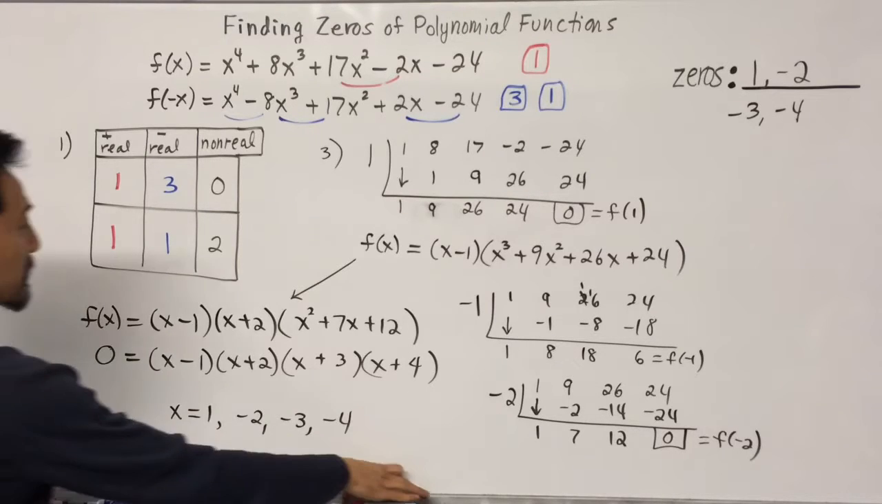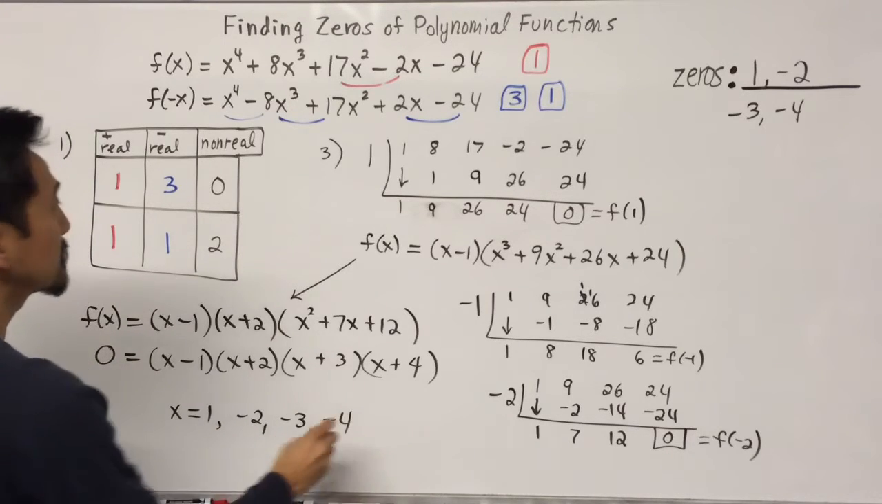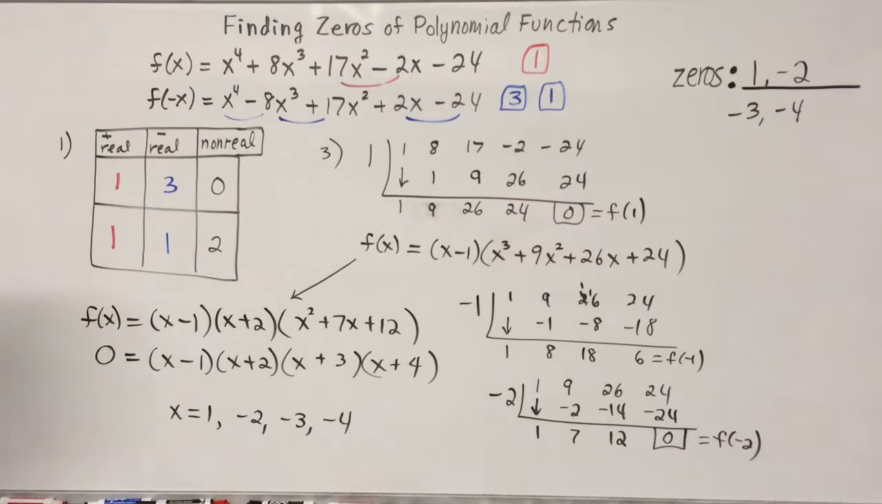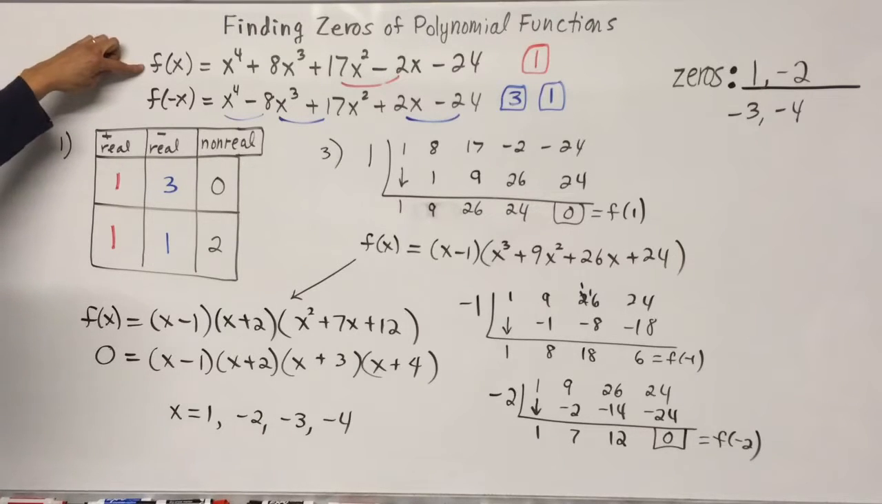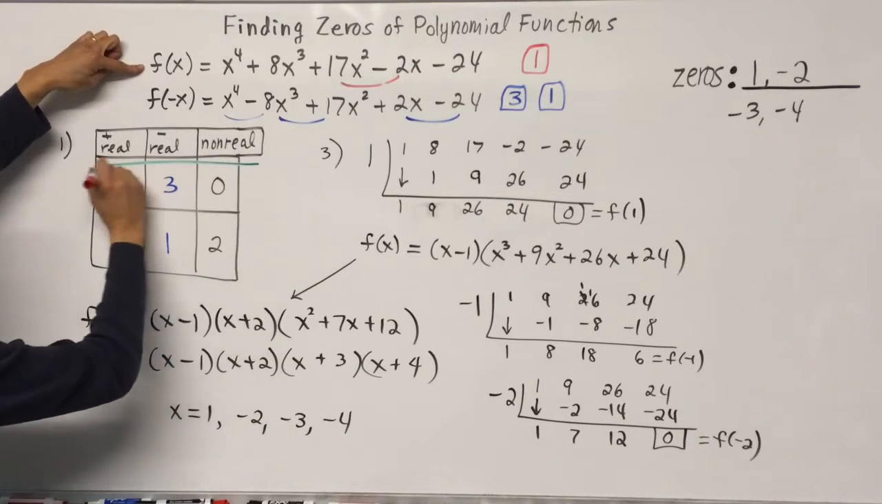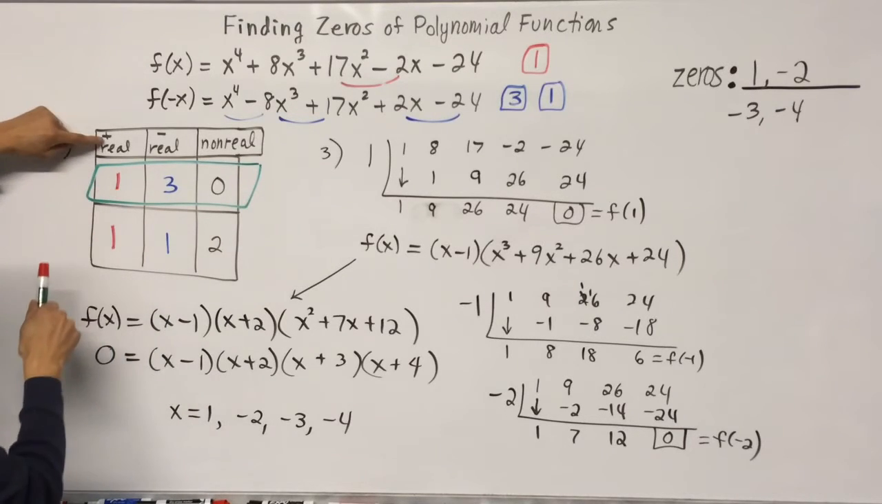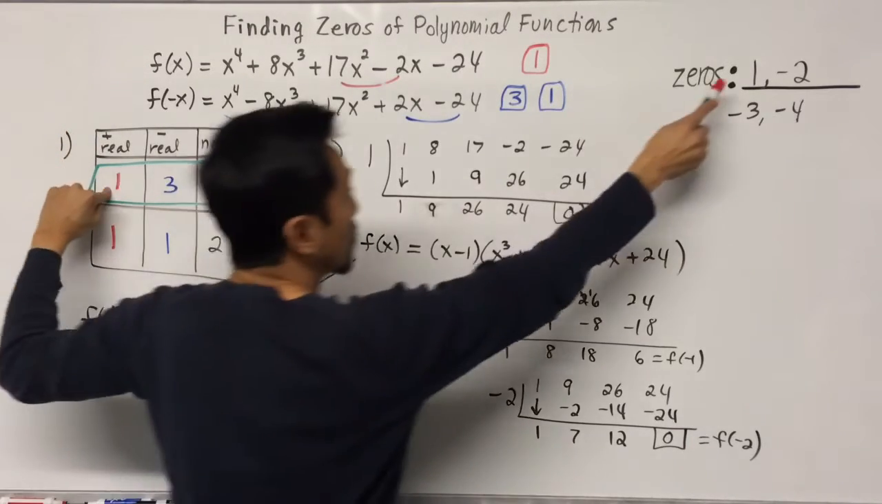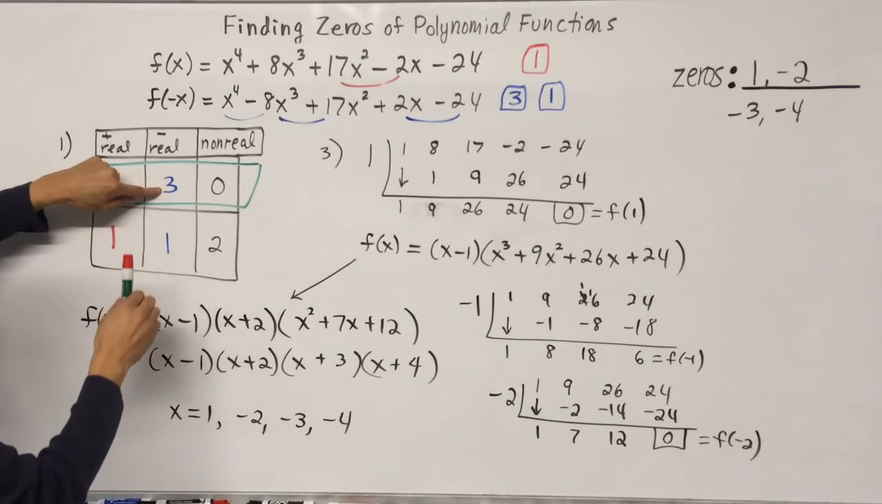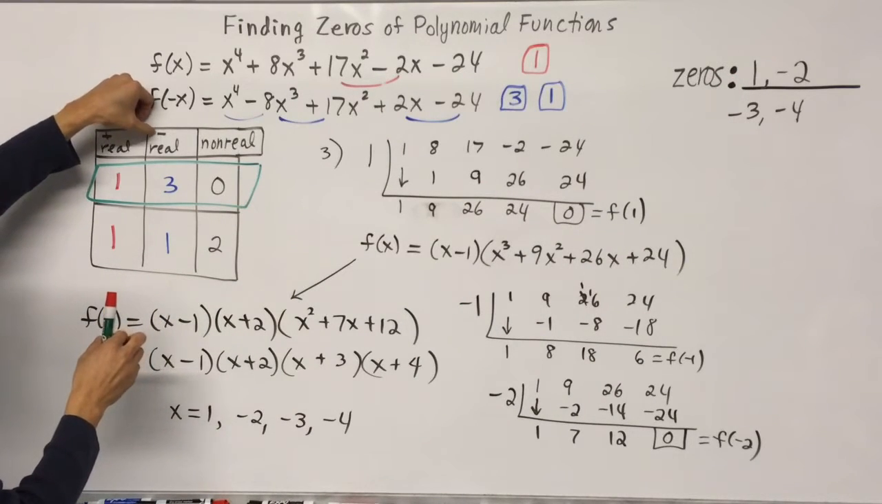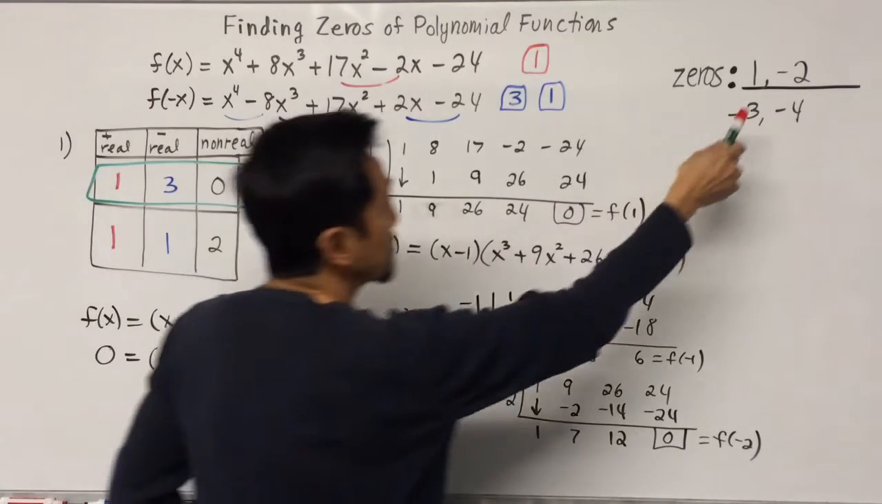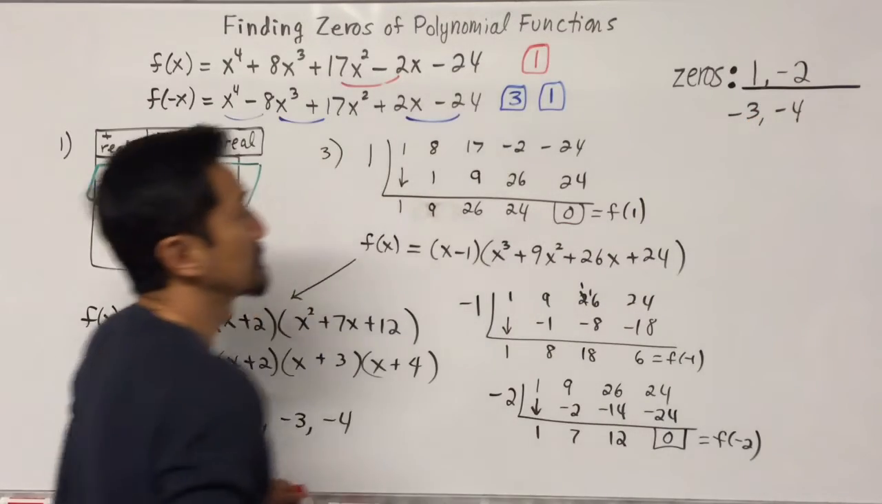And then just concluding here, which of the two outcomes actually was true for f of x? It was this one here. You had one number that was positive and real, that was 1 itself. And then you had 3 negative real zeros. And these are your 3 negative real zeros.